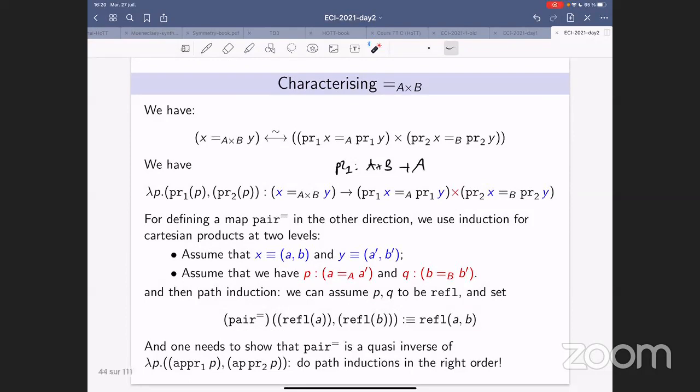And then we are not over. We have to prove that this function defined by these inductions, and this function defined directly are quasi-inverse of each other. And again, this can be done by path inductions, and you have just to be careful in which order you make them, but I will not do this in too much detail. Well, I will not do it at all.